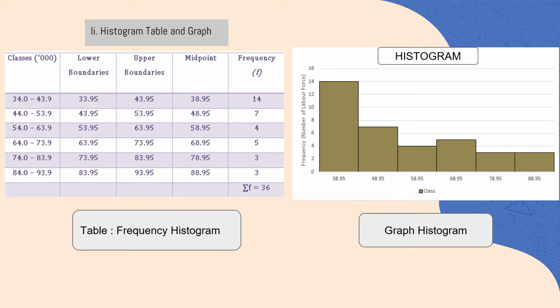Based on this slide, we have to put classes, lower boundaries, upper boundaries, midpoint and frequency. Now I will explain how to get the lower boundaries. The first one, for the first class, is 43.0. You will minus 0.05 and you will get the answer 33.95.